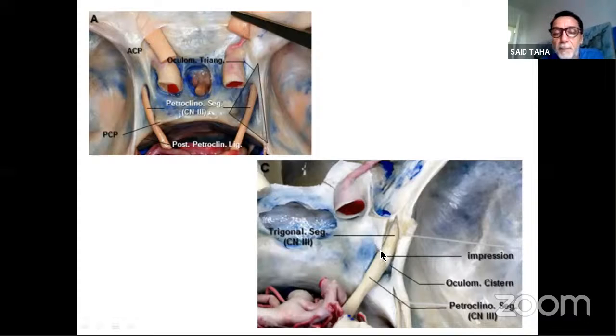Here again, the oculomotor trigone. The oculomotor nerve has a cisternal portion before entering the cavernous sinus.